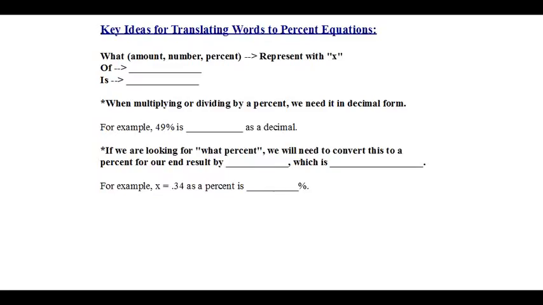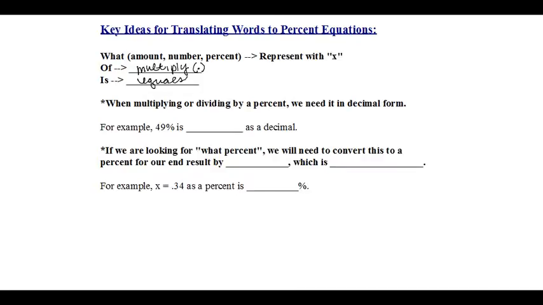Okay, let's get started. The first thing we need to do is make these easy to solve, but we have to first know a few key ideas. Whenever it's asking what amount, number, or percent, we're going to represent that with an X, or maybe we want to represent percent with P. Of is going to mean that we are multiplying. So multiplication, that's what of stands for in math grammar, and is means equals.